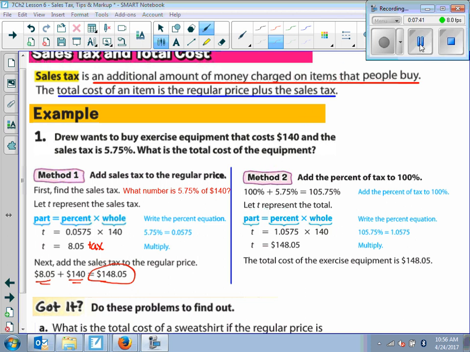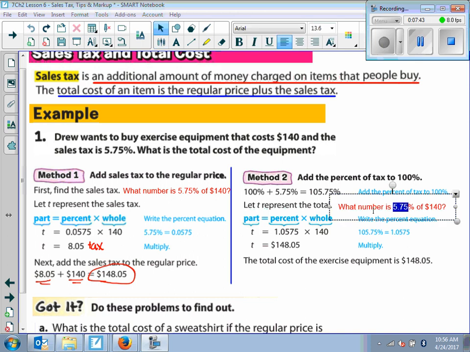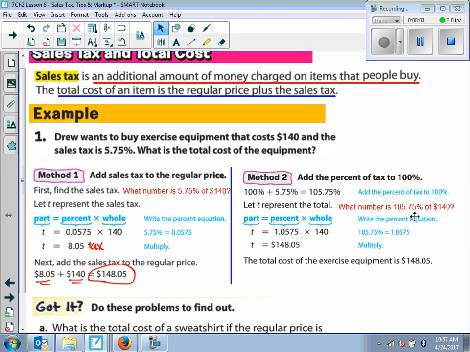So, if I'm going to write my what number is question, the tax is 5.75, but we want to add that 5.75 to 100%. So this is going to be 100 plus 5.75, so that's going to give me 105.75. Does everybody see how that changes? Okay? So on this part, when we are finding out the total amount, we're not finding the tax. We're going straight to finding the total amount that the customer is paying.